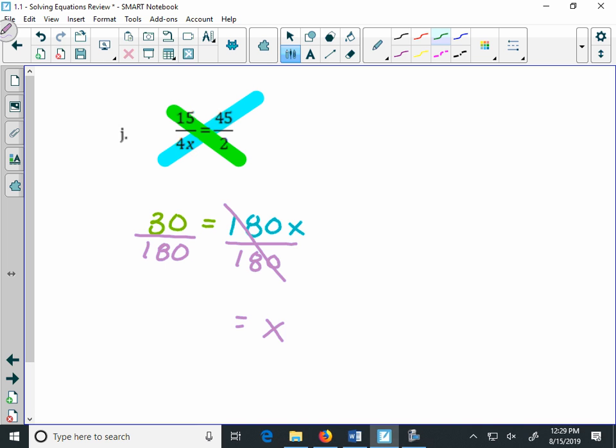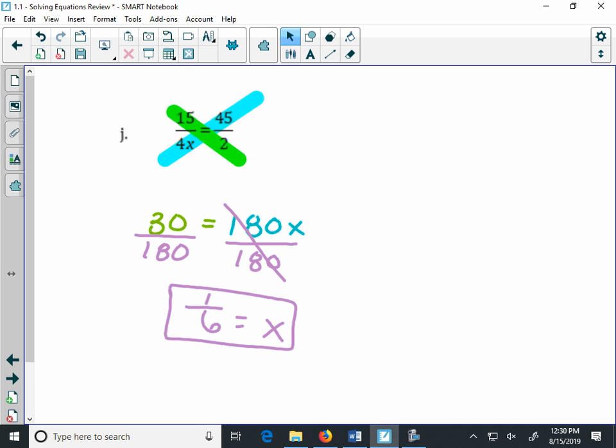What's 30 over 180? 1 what? What is it? Close. 1/6. Very good. 1/6. The zeros cancel. 3 over 18 is 1/6. Questions over those?